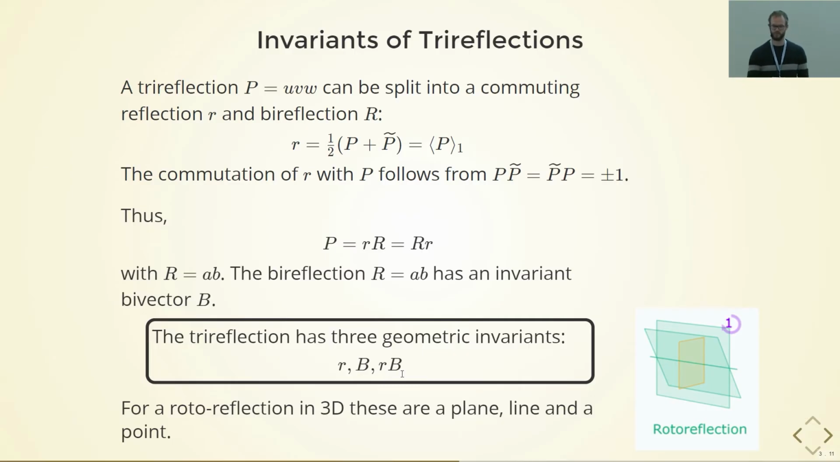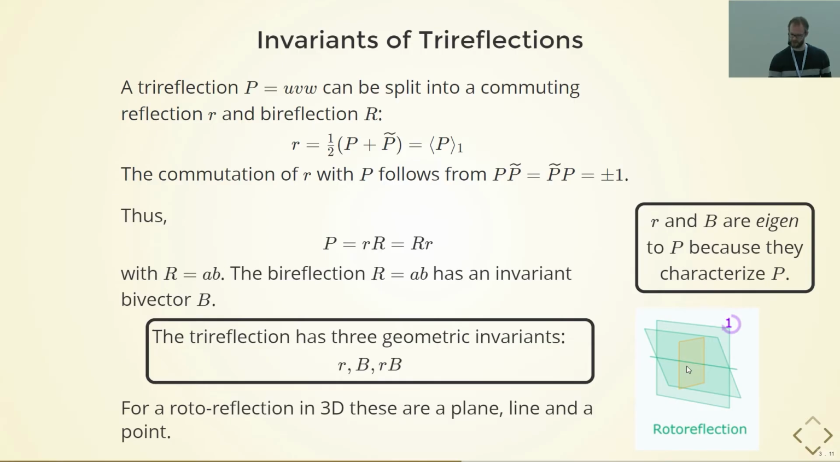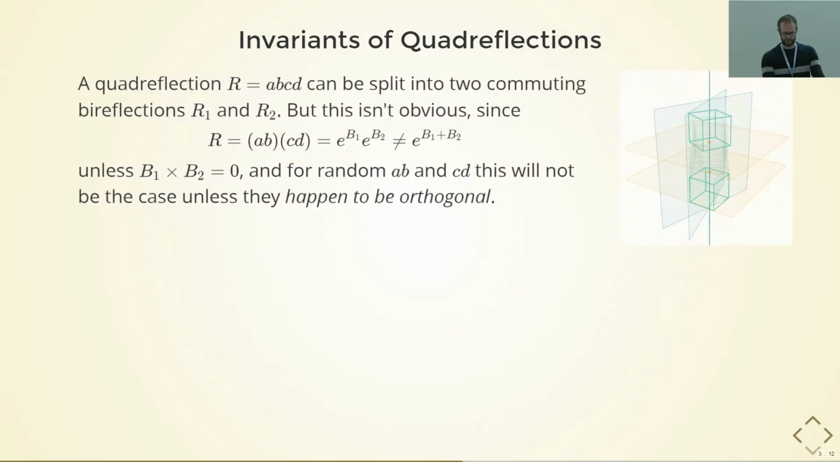Sounds a bit abstract perhaps, but I have a picture here that shows them to you for the 3D case. So if you have a rotoreflection, that's the combination of three different reflections. The reflection, small r here, that would be this orange reflection. The bivector is this line, the axis of the rotation. And r times b is the point where this plane and the line intersect. So those are the three invariants. And again, R and B are the eigenelements because they characterize this transformation.